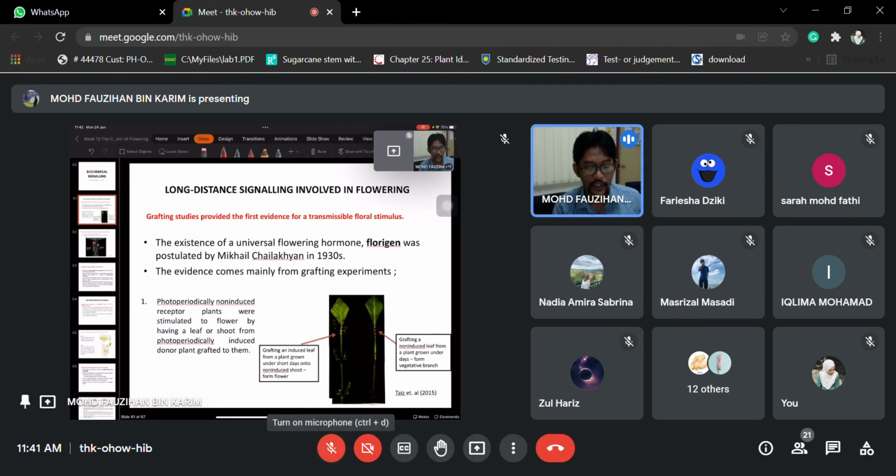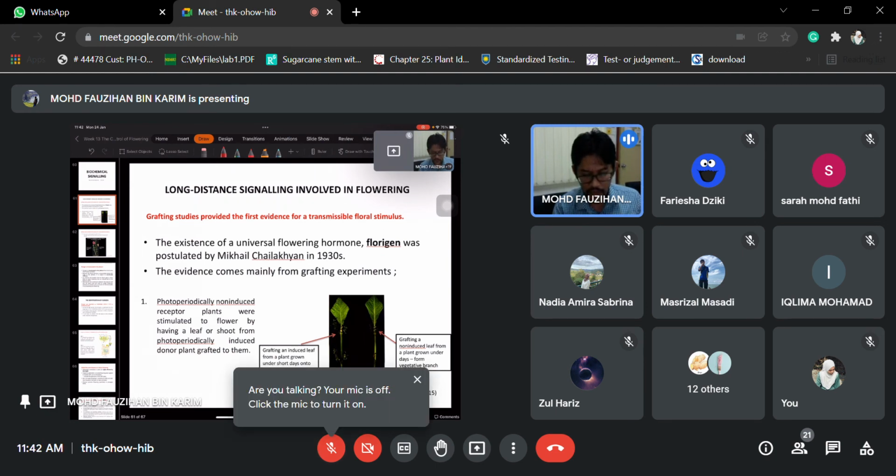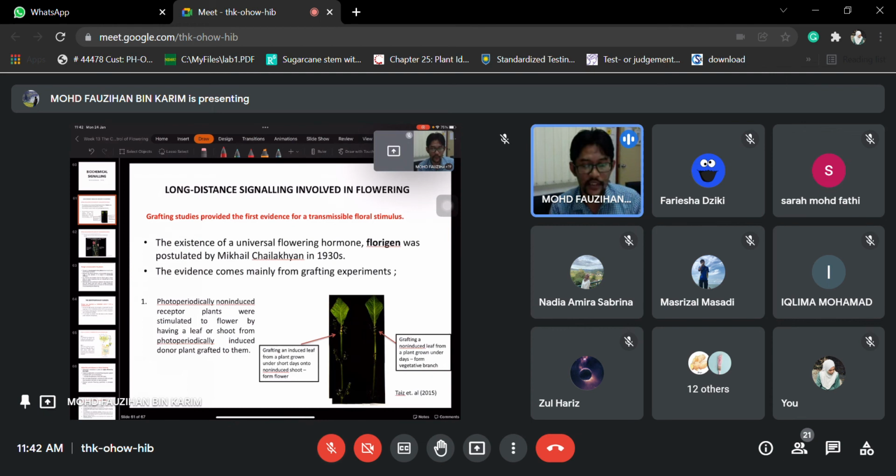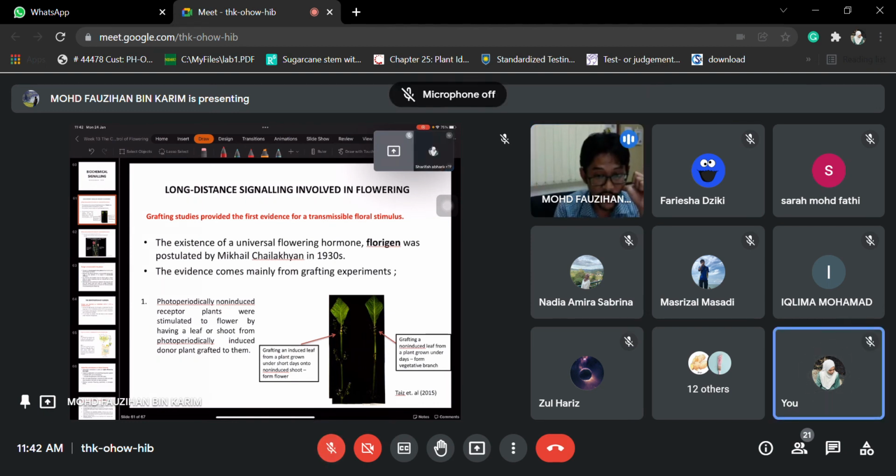Alright. Nombor tiga, if you realize, red light ke far red light yang akan induce, regardless of imbibe tak imbibe dalam 24 hours, cuma saya nak tanya, red light ke far red light yang bagi percambahan yang tinggi? Far red light. Okay.